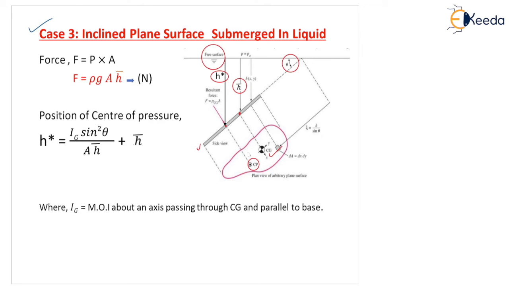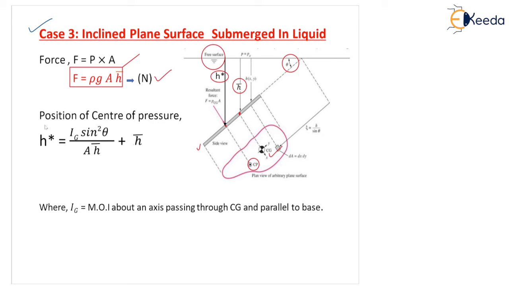That's all. So how to find force? Same basic formula, pressure into area. Force equal to rho g A H bar Newton. Very simple. That's the same. No change in the formula. Till now the formula is the same for all three cases, that is horizontal, vertical and inclined plane surface.